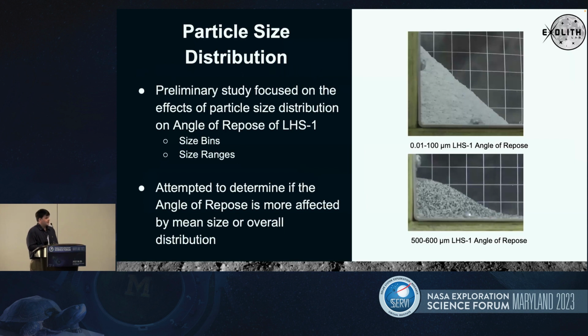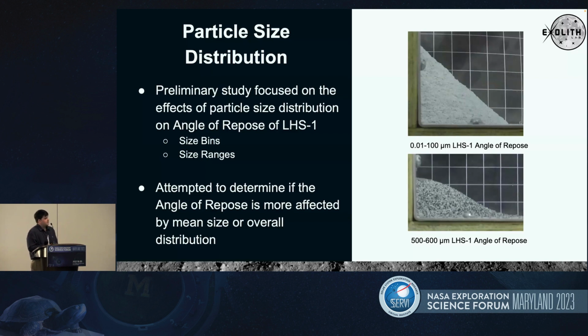So to investigate this, a preliminary study focused on the effects of particle size distribution on the angle of repose of LHS-1 was conducted. These were split into two different experiments, one that consisted of size bins, so those are 100 micron size bins, as well as size ranges, so just increasing the overall range of the min and max of the regolith. This was attempting to determine if angle of repose is more affected by mean size or overall distribution. Overall distribution would affect things like density pretty greatly. So that's why that was done.